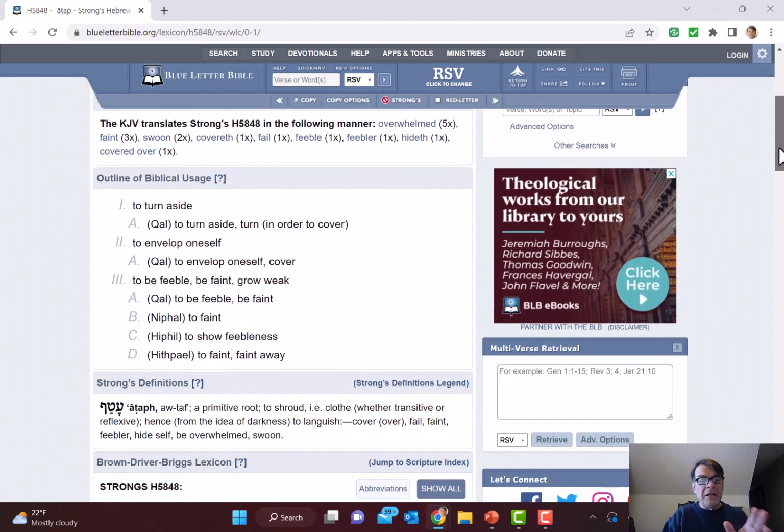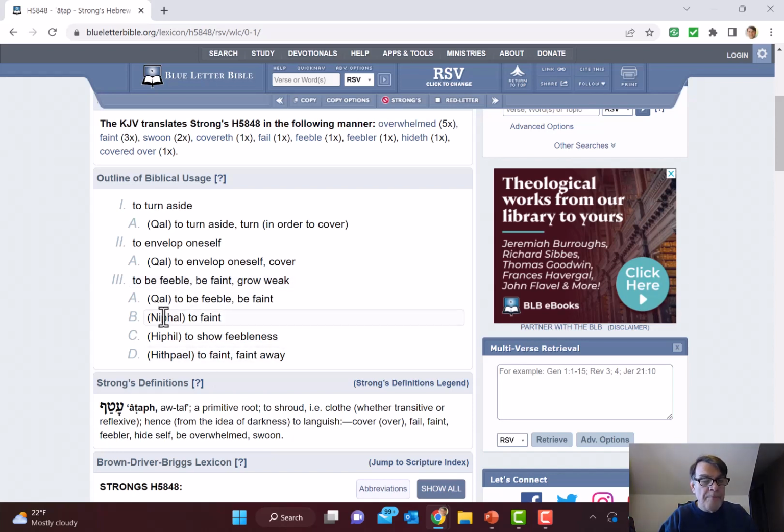What I'm getting at here is, and again, this is not necessarily a great one, I do it myself. I don't necessarily trust this outline of biblical usage, but I want to illustrate to you that this word can have different meanings depending on the stem. So one meaning it can have is to turn aside. Another meaning it can have is to envelop yourself, apparently. Another meaning it can have is to be feeble. And this meaning takes on some variations in different stems.